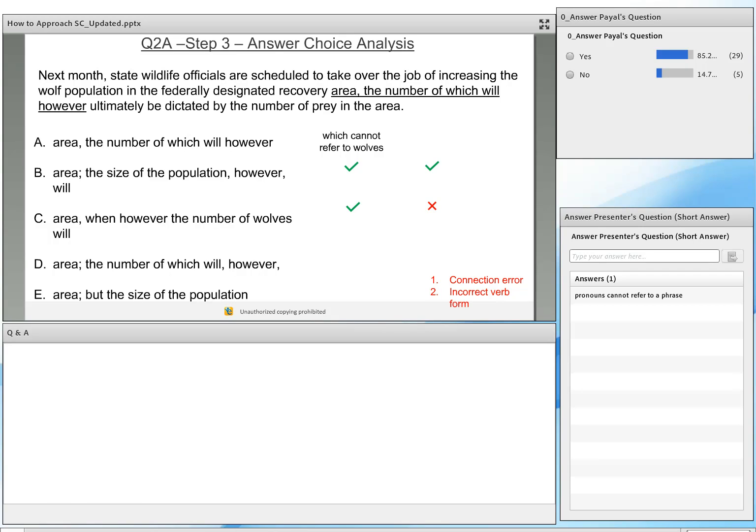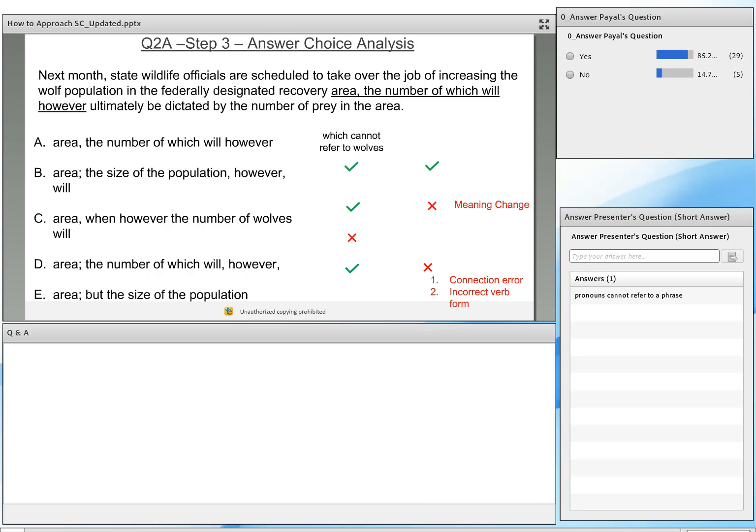Now choice D has the same exact error, which logically refers to wolf, but grammatically cannot refer to wolf because wolf is an adjective, so choice D is wrong. Now last sentence, choice E: there is a connection error over here, because before but there should be a comma. Whenever you connect two independent clauses and the second independent clause has but before it, it should always be preceded by a comma. So that's the problem here.